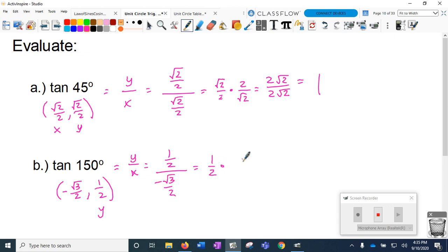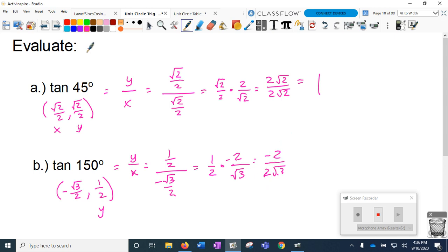Again, dividing is the same as multiplying by the reciprocal. So I'm going to flip that over. And it doesn't matter which one gets the negative sign. Okay, but I need to have one of them have a negative on it. All right, take a look. Multiply straight across. You get negative 2 over 2 square root of 3. All right, I want to reduce that.